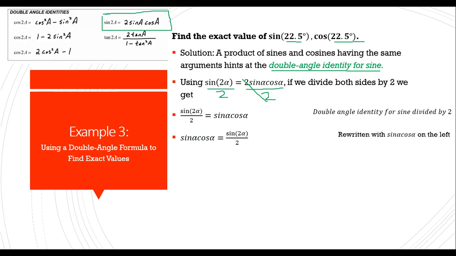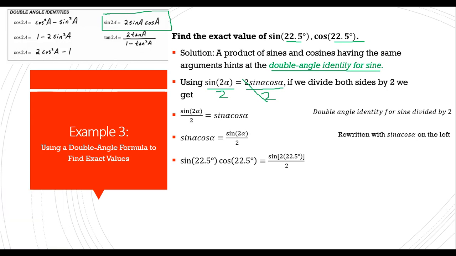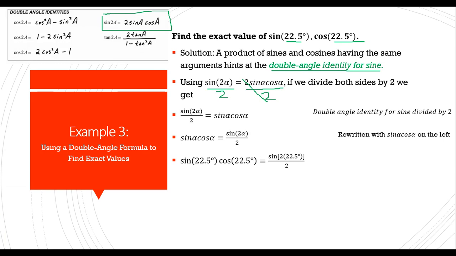And right now I have a specific alpha that I know how to work with. So we're going to plug in 22.5, considering that's the goal of our problem: find sine 22.5 times cosine 22.5. I realized I made a typo. So if I wanted to use this, that should not be a comma, they should be multiplied.